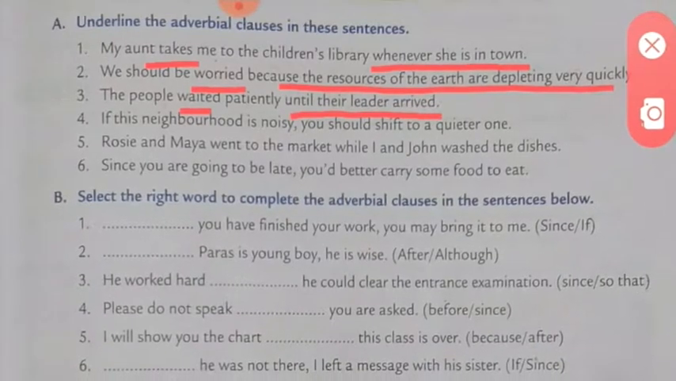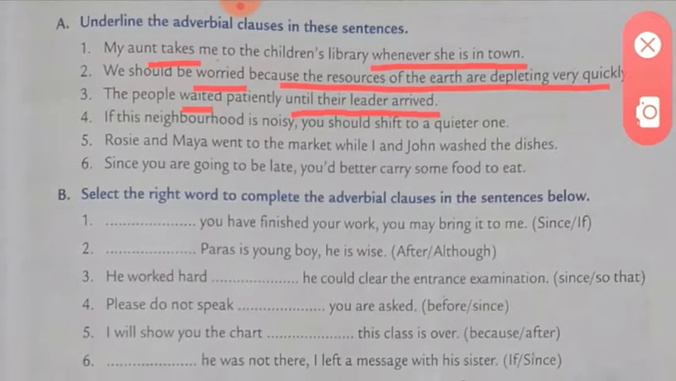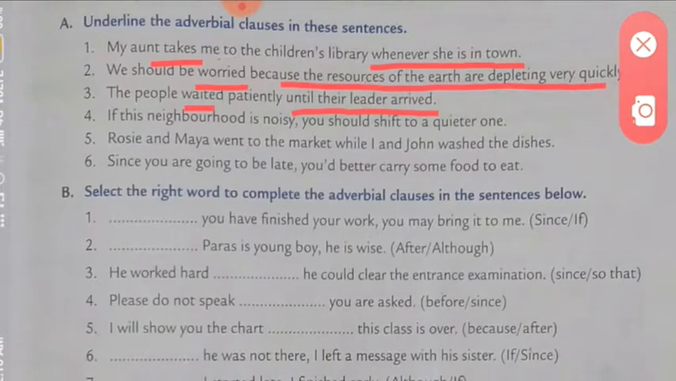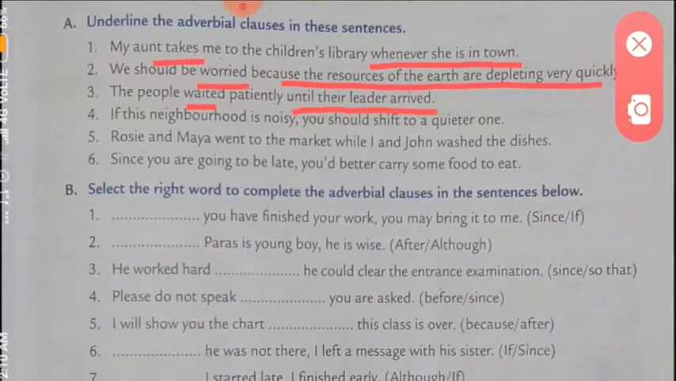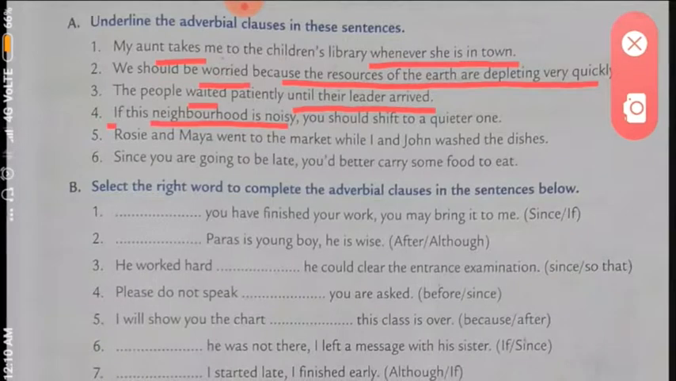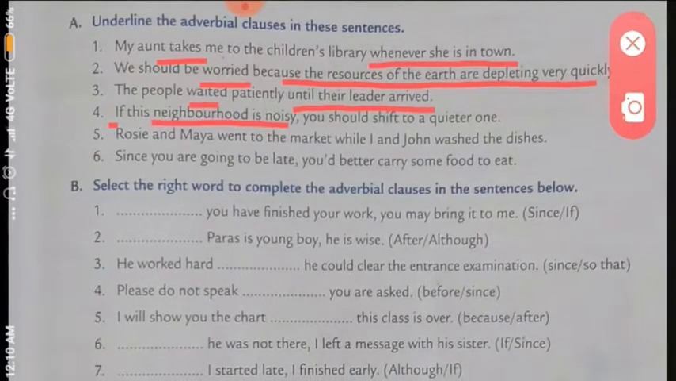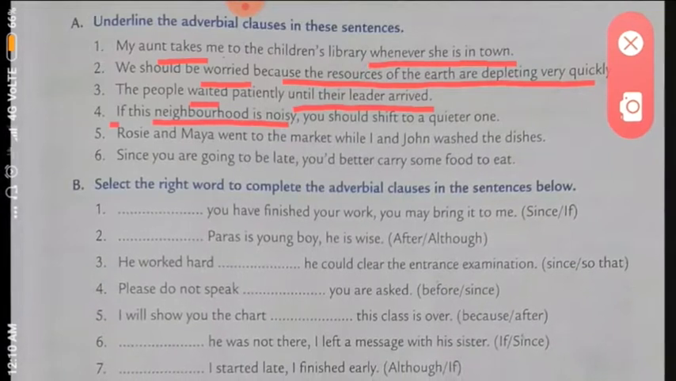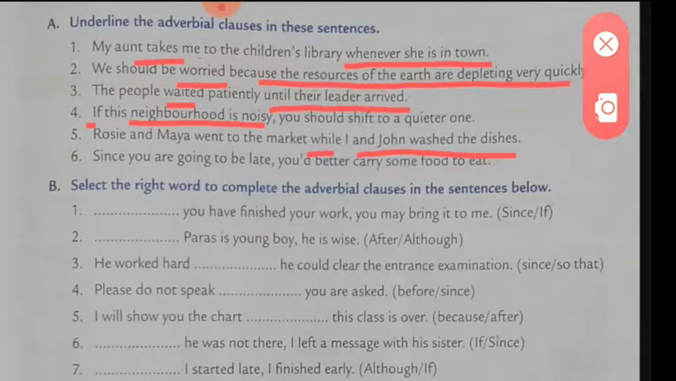If this neighborhood is noisy, you should shift to a quieter one. You have to remember the subordinate clauses to find out adverbial clauses. If this neighborhood is noisy is an adverbial clause. Fifth one. Rosie and Maya went to the market while I and John washed the dishes. While I and John washed the dishes. Sixth one. Since you're going to be late, you had better carry some food to eat. Find out the conjunction. Since. So, since you're going to be late is the adverbial clause. You had better carry some food to eat is an independent clause.